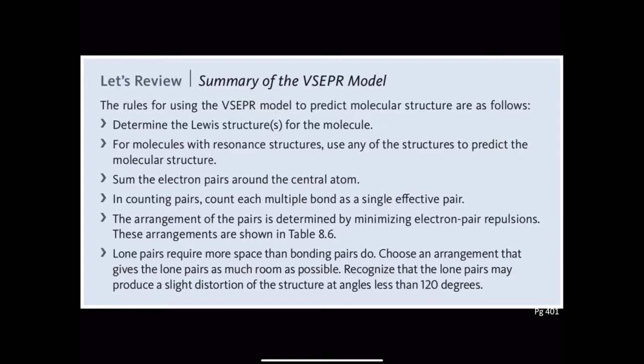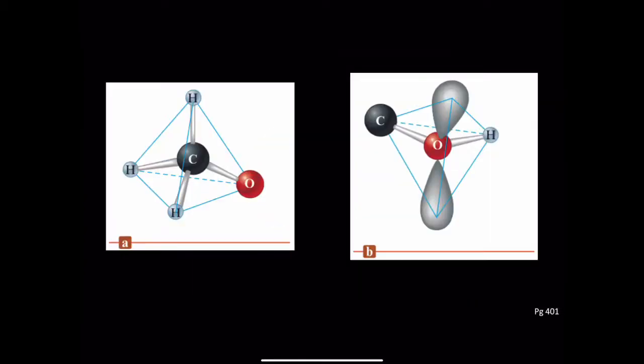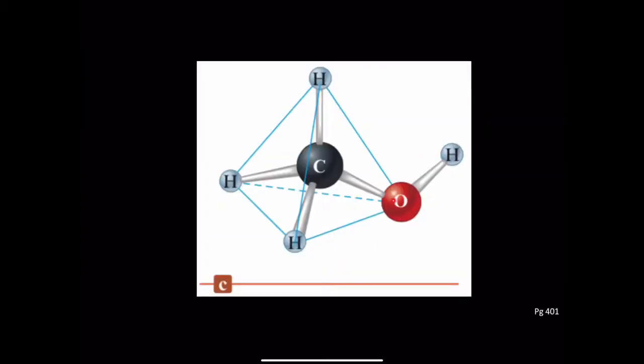And then lone pairs do require more space than bonding pairs do. Remember, because there's so much negativity in those lone pairs, and every bond, even if it's just hydrogen with one proton, it's still going to have enough positivity to not repel as strongly as lone pairs do. So you'll have to choose an arrangement that gives lone pairs as much room as possible and recognize that only the lone pairs may produce a slight distortion of the structure at angles less than 120 degrees. So that bent shape that we saw right here, it's only a slight distortion because of those lone pairs. Okay, it's not immensely great.